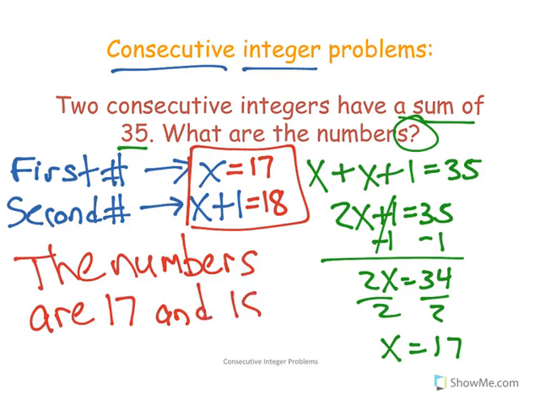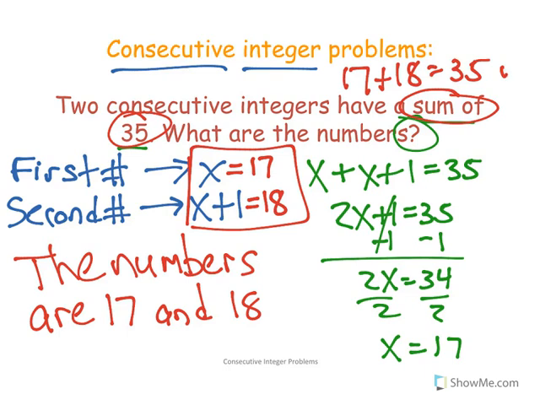And it turns out it's really easy to check because all we need to do is ask, is the sum of these two numbers 35? Well, sure, 17 plus 18 is 35. And are they consecutive integers? Yes, because 17 and 18 differ by 1.